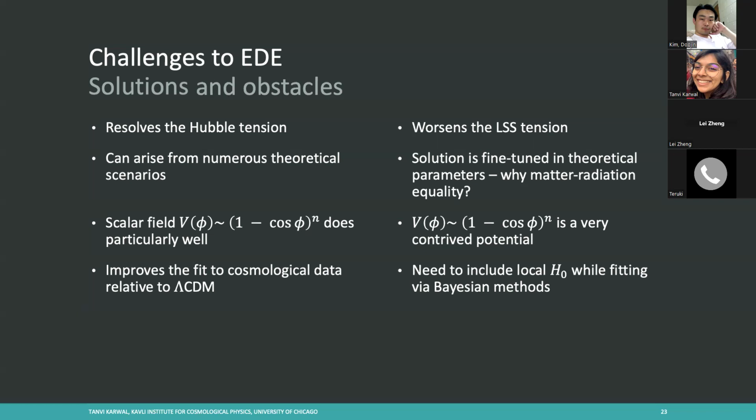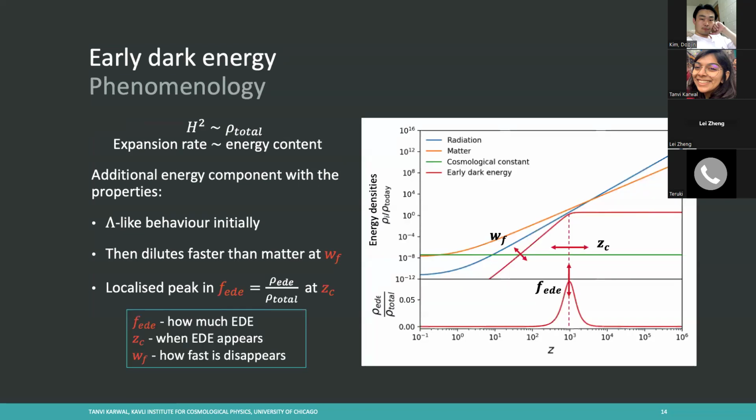So on top of the standard 6 cosmological parameters, there are parameters in this potential. And how many parameters is this? Yeah, usually it's 3 parameters, and it's these 3. Okay. So how much, when, and how fast it goes away.